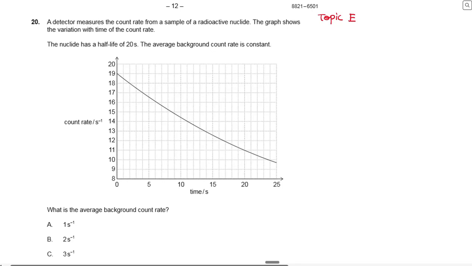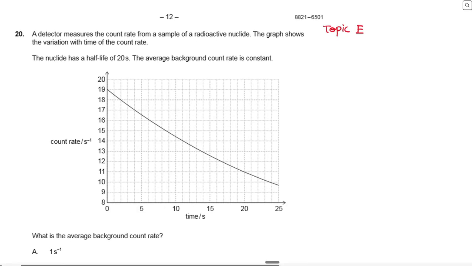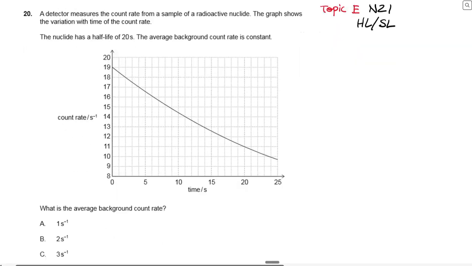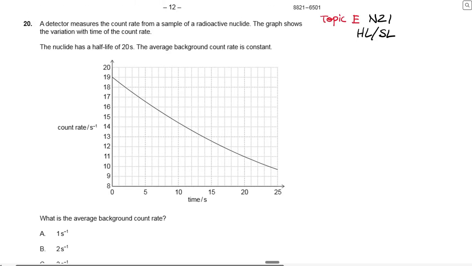Moving on to topic E, and this is again November 21. Those of you who are SL, just understand which questions are not part of the SL content and skip over those. The detector measures the count rate from a sample of radioactive nuclide.